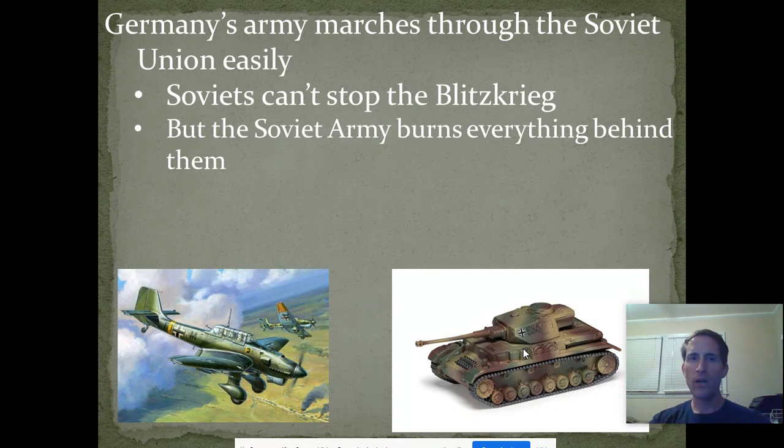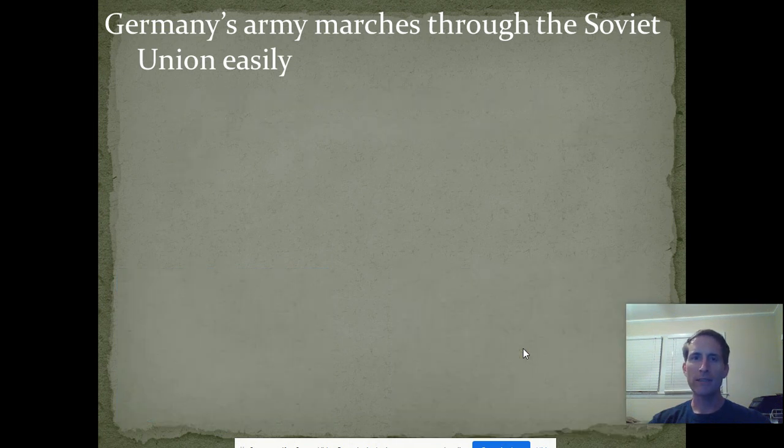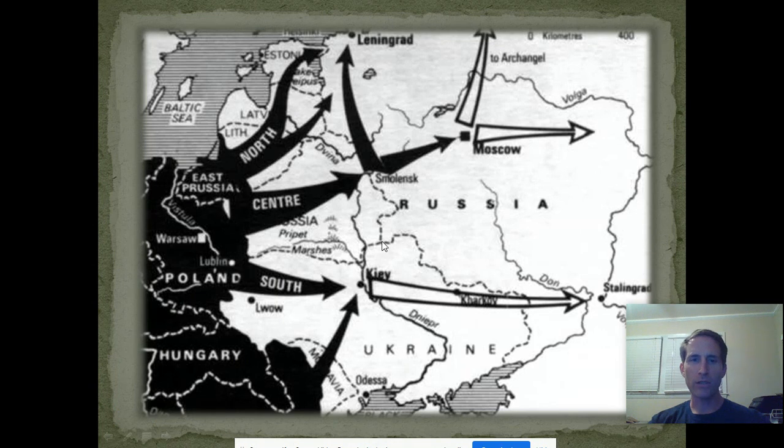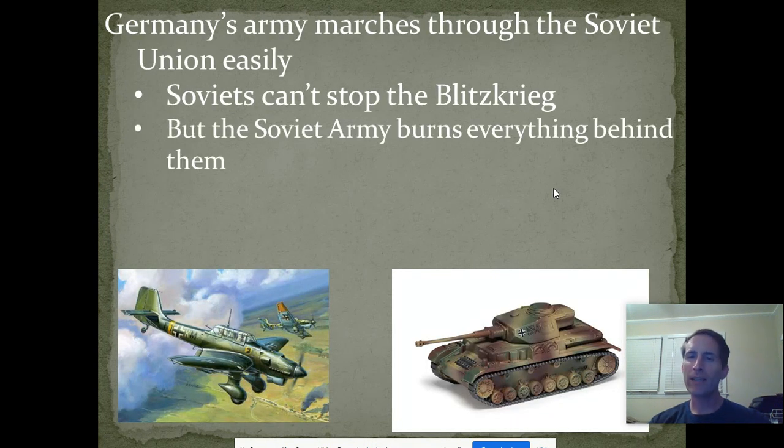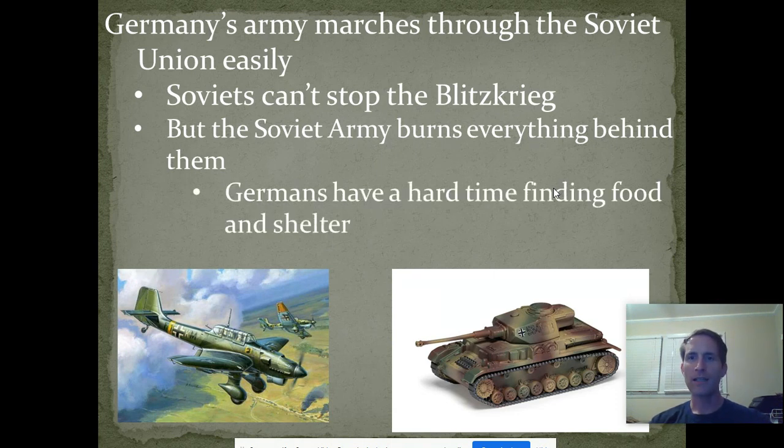But even though they're able to beat the Soviet forces, the Soviet army, as they retreat, they're going to retreat back. So the Germans are pushing up this way, and the Soviet army is just falling back. They're retreating. So it looks like they're losing, but they're going to burn everything behind them. They're going to burn their houses to the ground. They're going to burn the crops. They're going to burn supplies, which means the Germans are going to have a hard time finding food and shelter.